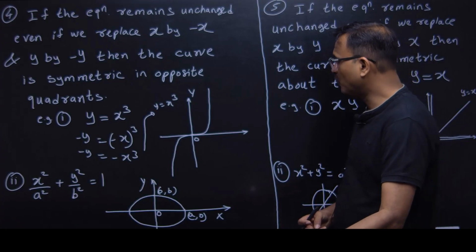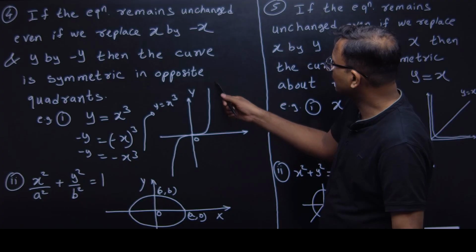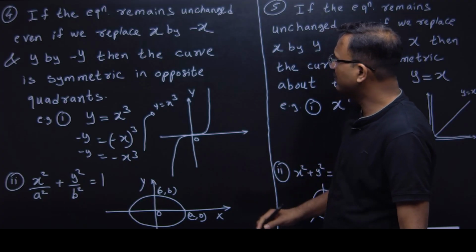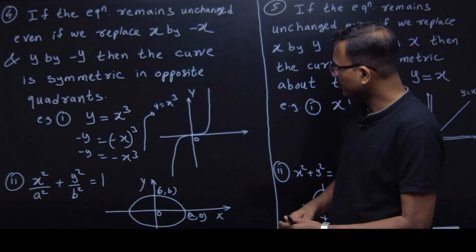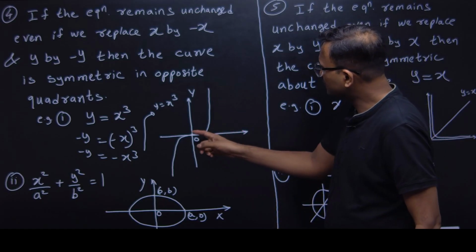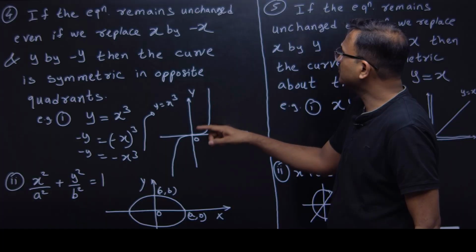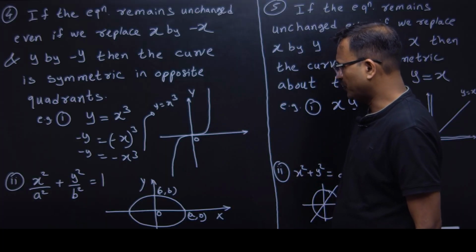in the opposite quadrants. Whatever is the nature of the curve in the first quadrant, the same will be the nature of the curve in the third quadrant. In other words, the nature of the curve in the third quadrant is the mirror image of the curve in the first quadrant.